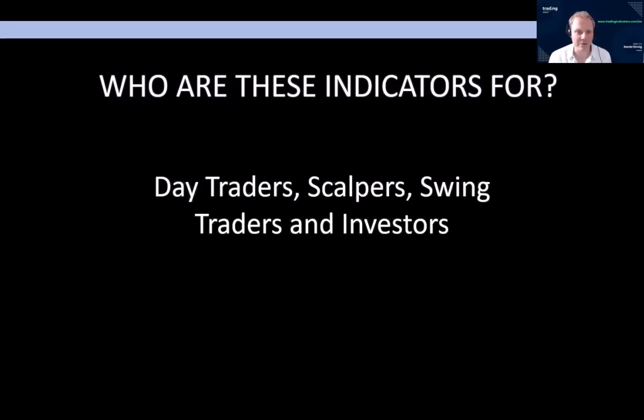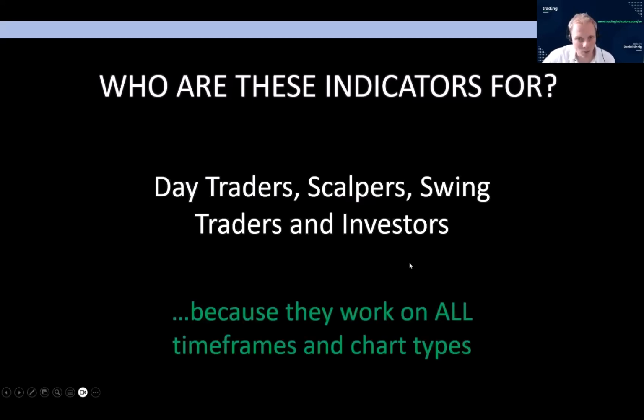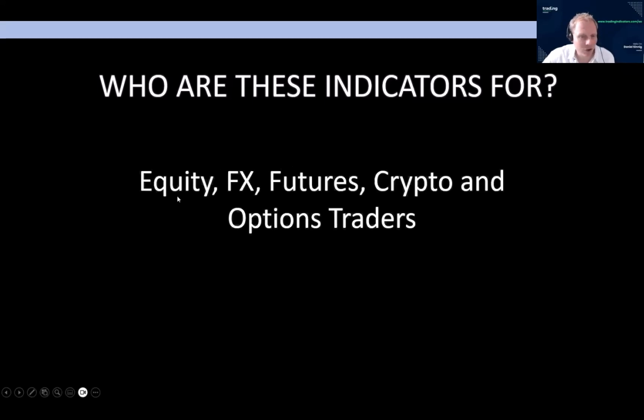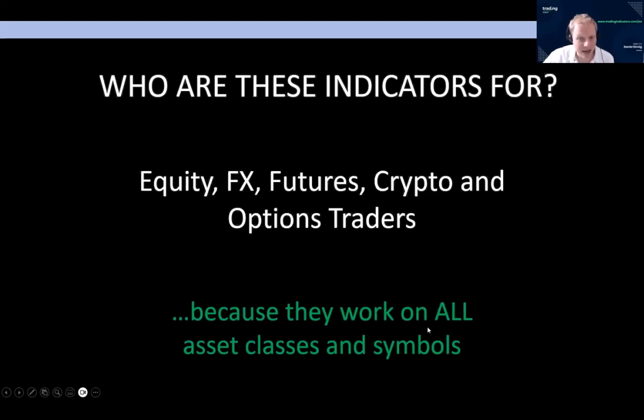So it doesn't really matter what kind of trader you are and what kind of trading personality you have. You might be a short-term trader or perhaps a medium-term trader or even an investor, you can use these indicators. You might be a trend follower or perhaps a counter-trend trader. You can use our indicators because our Power Bundle has different types of indicators built in, one for each trading style. Also doesn't really matter what you trade. So if you trade stocks or perhaps Forex or futures or cryptos, you can use our indicators as well because they are asset class agnostic, as we say, and they work on all asset classes and symbols.